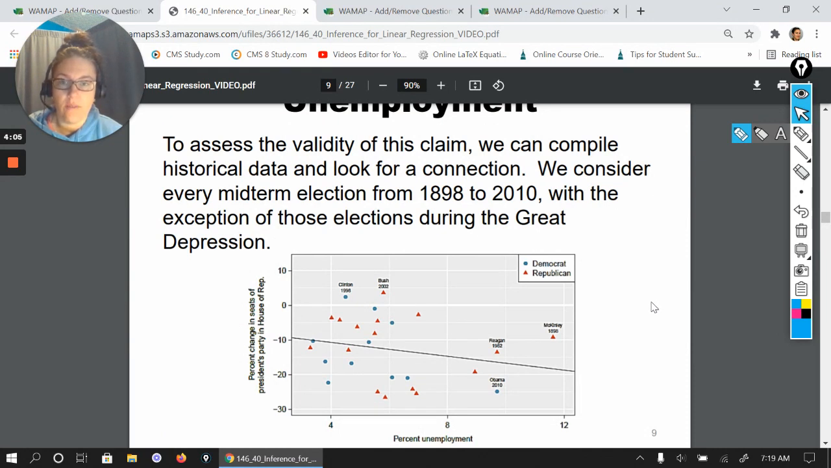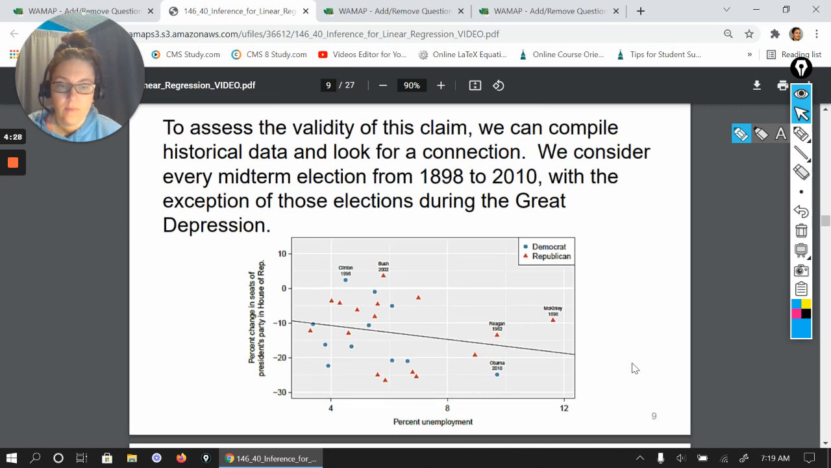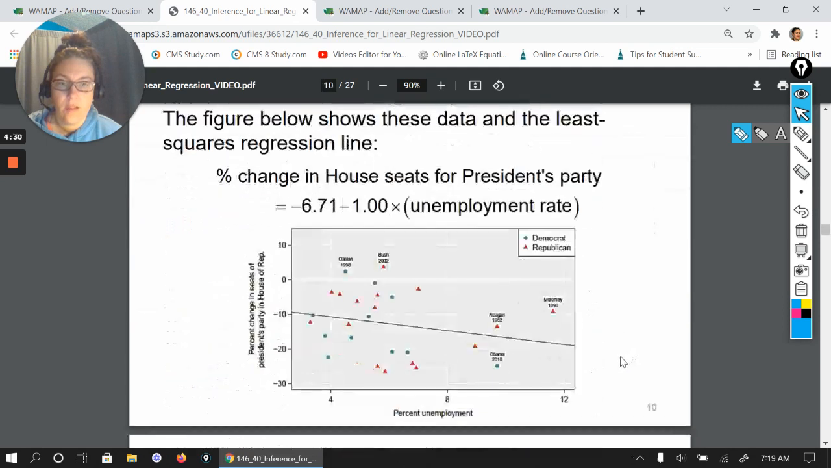We consider every midterm election from 1898 to 2010, with the exception of those elections during the Great Depression. So the blue dots represent Democrat and the red triangles represent Republican, and then you've got a couple of years that are attached to some of these data points. The figure below shows these data and the least squares regression line.